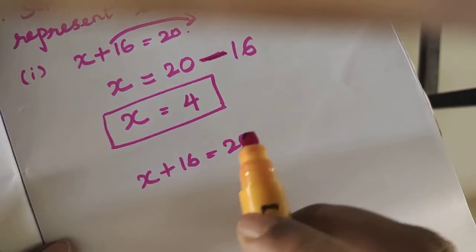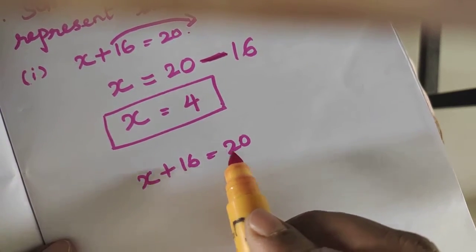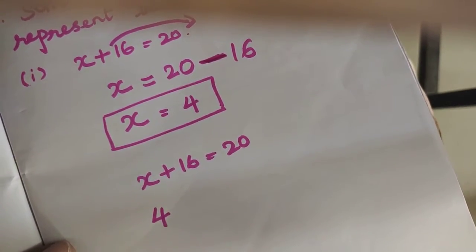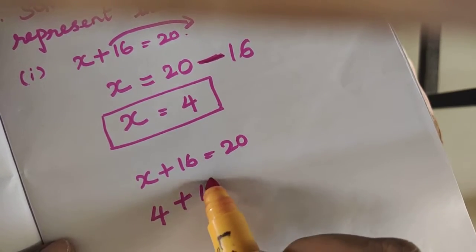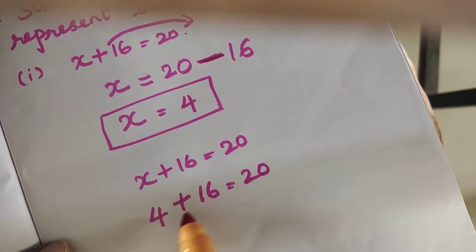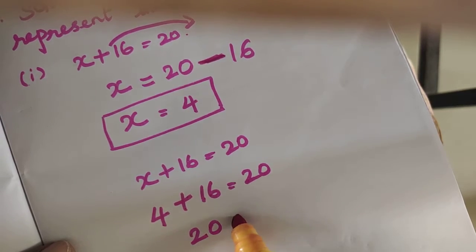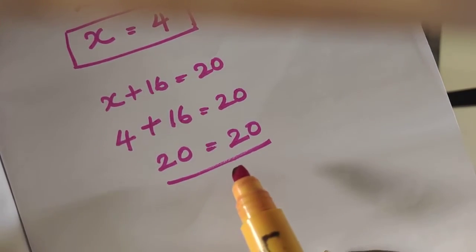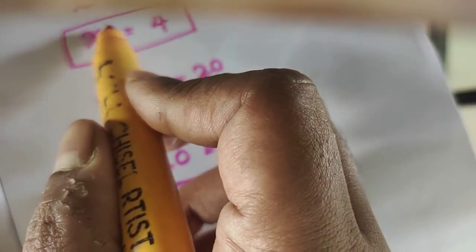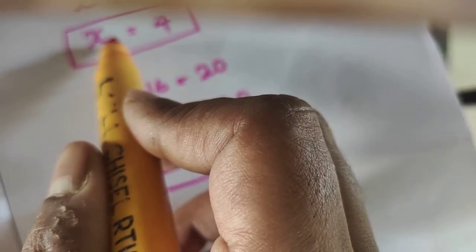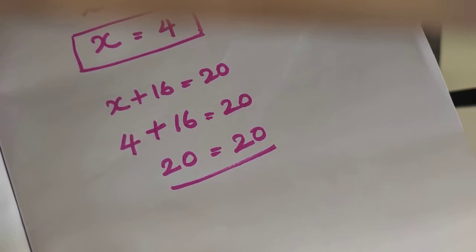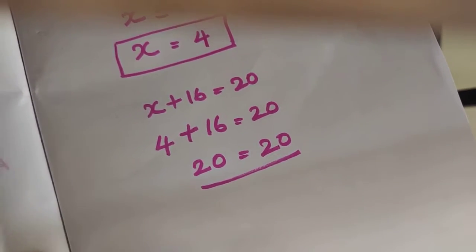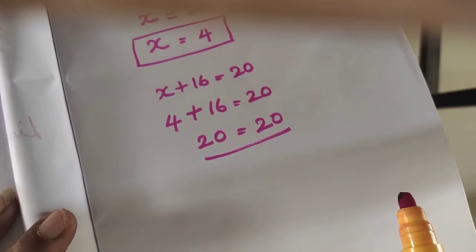x plus 16 equal to 20 is the equation. Now I have found the value for my x, which is 4. Let me substitute in that. 4 plus 16 equal to 20. 4 plus 16 is going to be 20. So both sides are equal. My LHS and RHS are going to be the same over here. That means whatever value I have found for my x is correct. So you can yourself check your answer in this solving part.